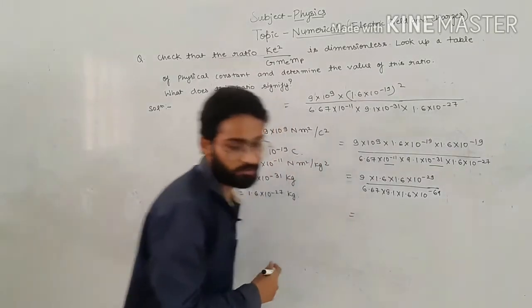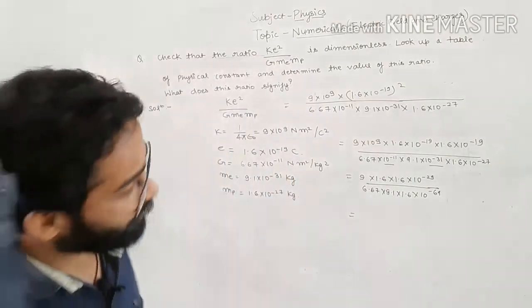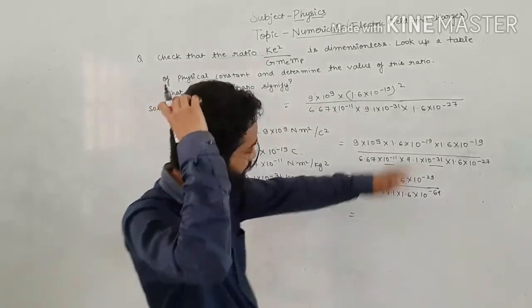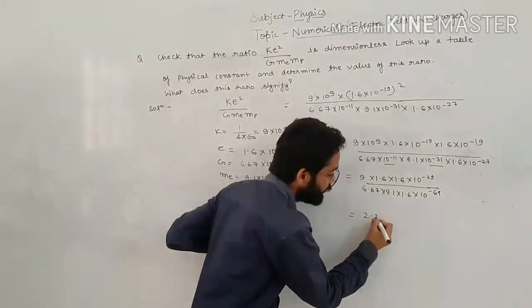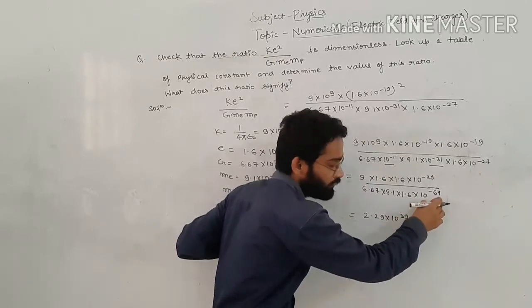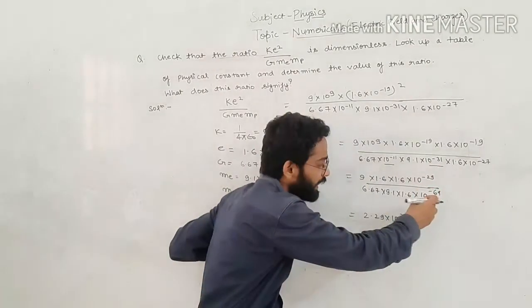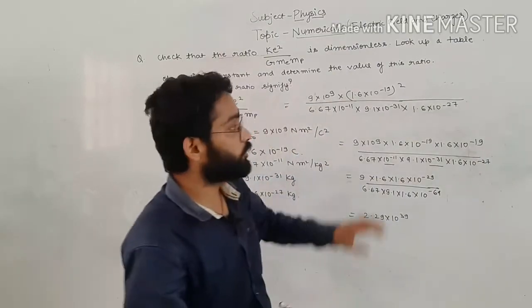What answer are we going to get? It is 2.29 into 10 power 39, because 10 power minus 69 goes upside and the value becomes 2.29 into 10 power 39. What about the unit?